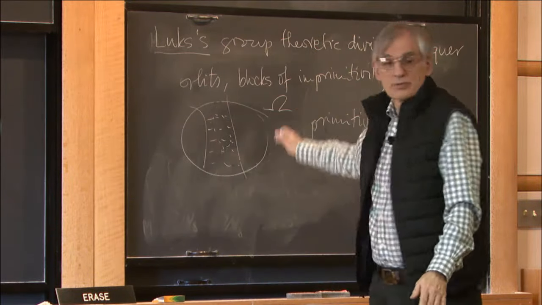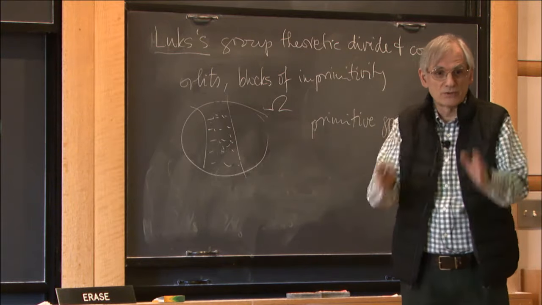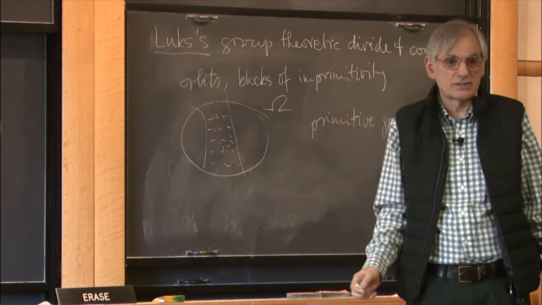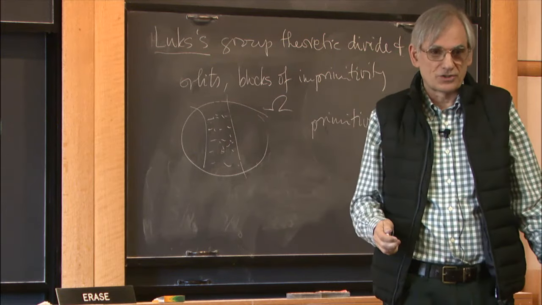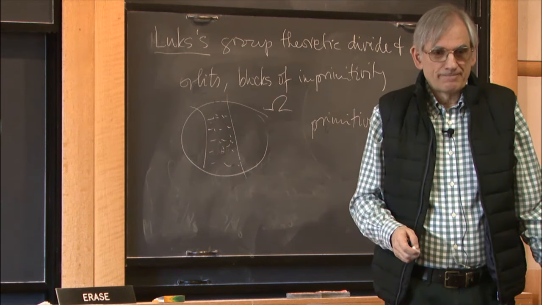But here in Luks's algorithm, we don't talk about the input string. The input string plays no role in this partitioning. This is only the ambient group, and there is no canonicity issue there. So there are two different things. One is the dividing.